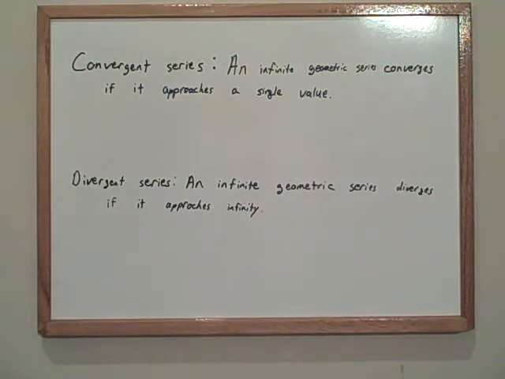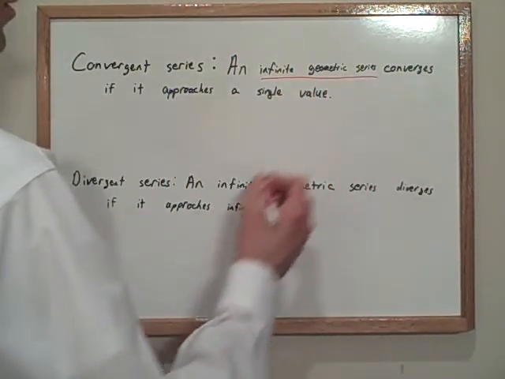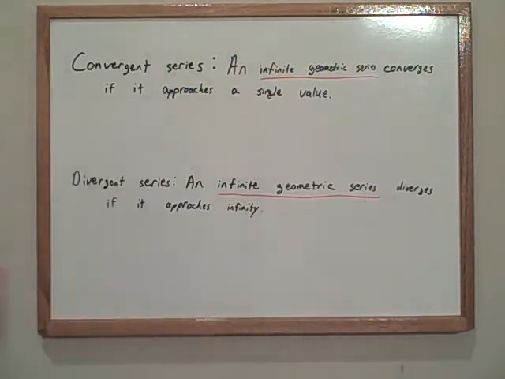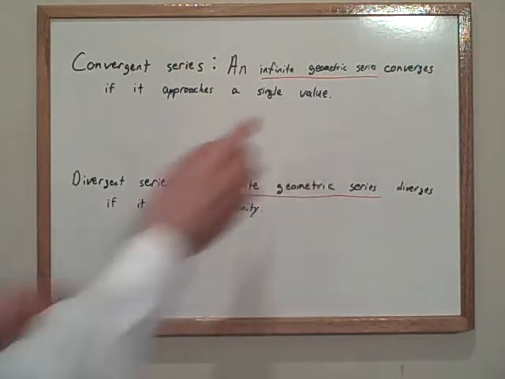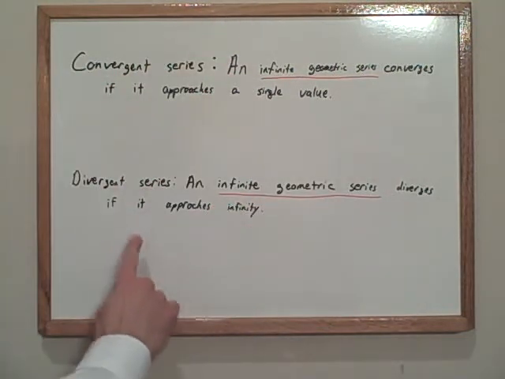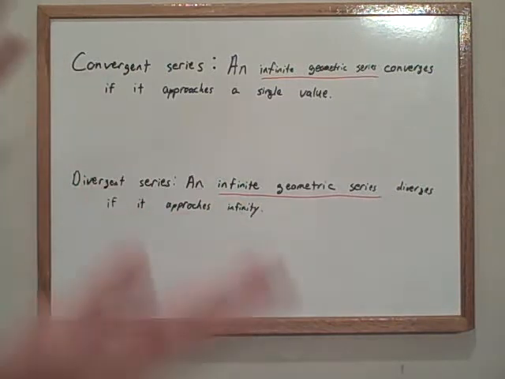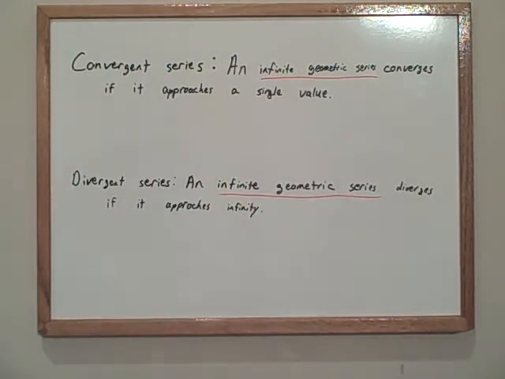Okay, there are two phrases, or two definitions, that you're going to need to know when you're dealing with infinite geometric series. That's a very important phrase right there: infinite geometric series. Whether or not it converges or diverges, I think it's important that you get a visual of what that really means. It converges if it approaches a single value. It diverges if it approaches infinity. It's going to go on and on forever. So let me give you a couple examples.